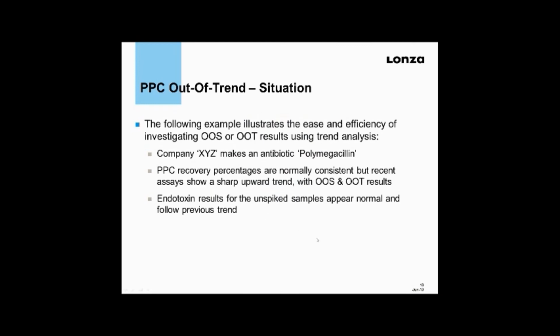So using some of the logic that we talked about in the previous slide, let's take a look at an example of how to use a trending database to detect the number of OOS results.